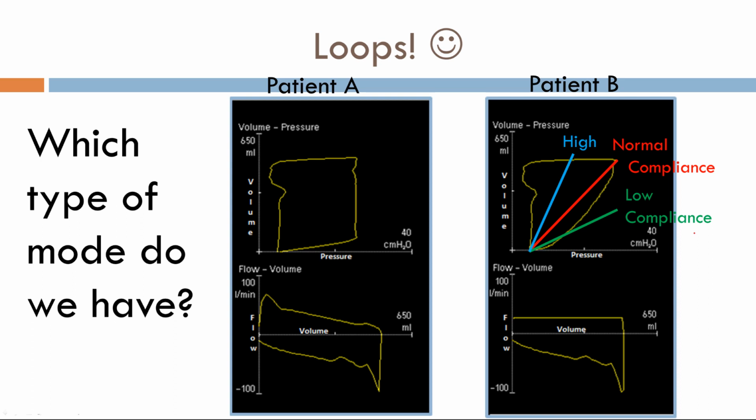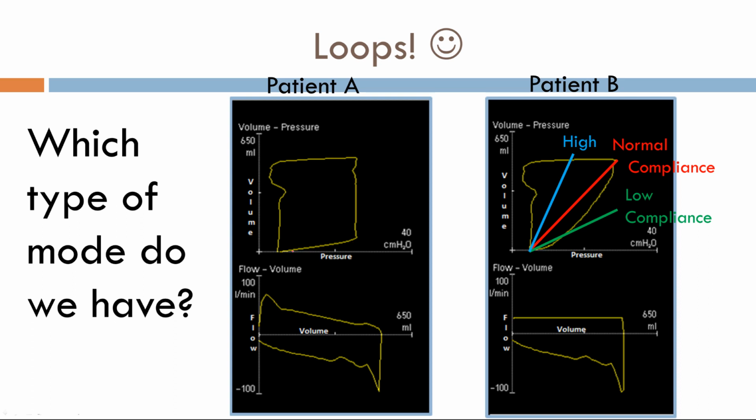What would cause low lung compliance? Large pleural effusion, large pneumonia, atelectasis, pulmonary edema, pulmonary fibrosis, pneumothorax, ARDS. These would be causes of low lung compliance. Now let's talk about high lung compliance. Where would you see that? Emphysema, COPD, these are highly compliant lungs.